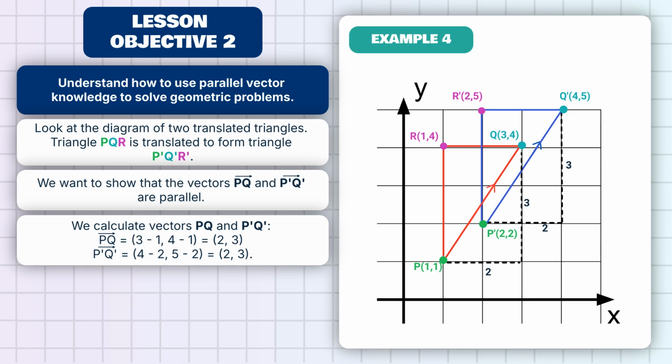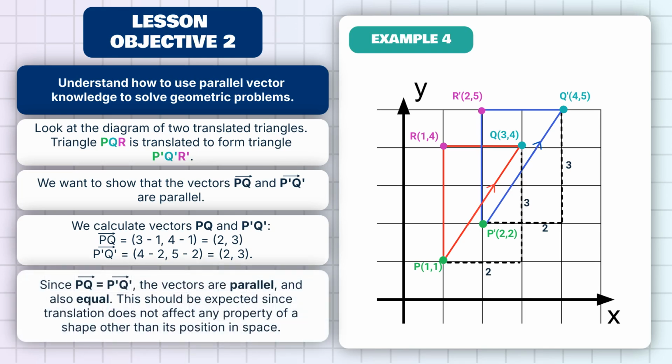We find that vector PQ is (2, 3), and that vector P'Q' is also (2, 3). Since PQ equals P'Q', the vectors are parallel and also equal. This should be expected since translation does not affect any property of a shape other than its position in space.